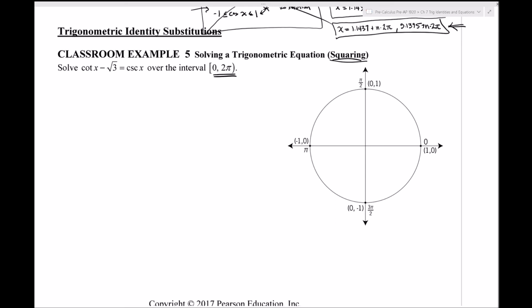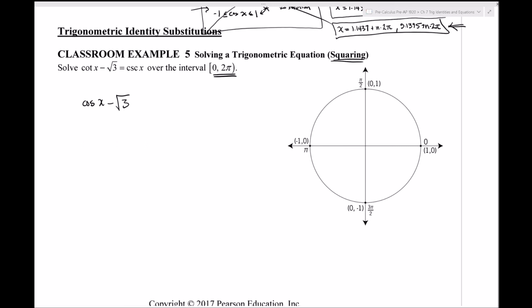So cotangent x minus square root of 3 is equal to cosecant, and they're telling us what to do. I underlined it here. They want us to square both sides. Now if you remember, you're allowed to square both sides to solve for solutions of an equation. Problem is, squaring both sides is going to produce extra answers that are not solutions to the original equation.